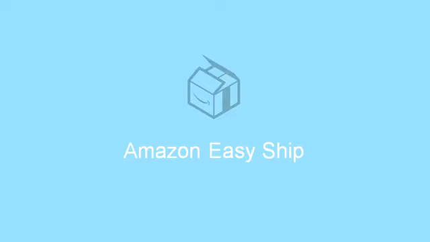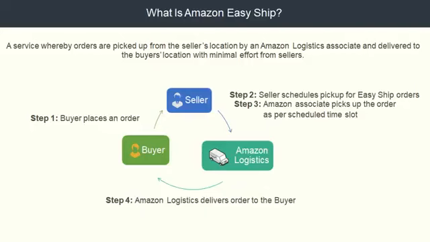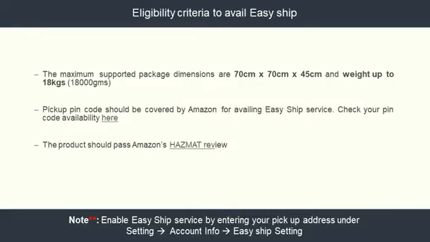So let us understand Amazon Easy Ship. As we discussed, the buyer will place the order, it will come to the seller, and the seller will have to pack the order, keep it ready and schedule pickup. An associate from the Amazon Logistics team would come to the seller, pick the order up and courier it to the buyer. The eligibility criteria to avail Easy Ship is that the maximum supported dimension is 70 cm by 70 cm by 45 cm and the weight allowed is up to 18 kgs.